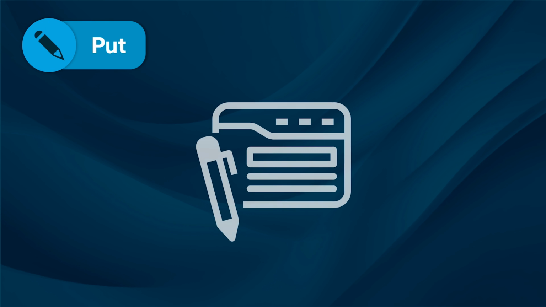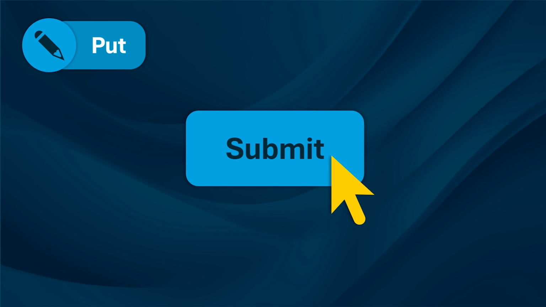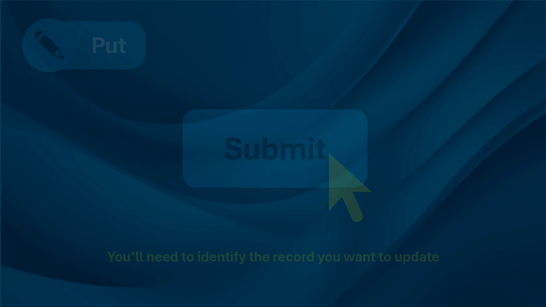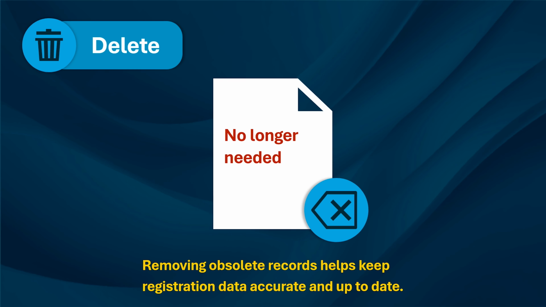POST creates a new customer record. PUT modifies information in an existing record. Depending on the record type, you can update fields such as the network name or public comments. Before submitting the request, you'll need to identify the record you want to update. DELETE removes a record that is no longer needed. Removing obsolete records helps keep registration data accurate and up to date.